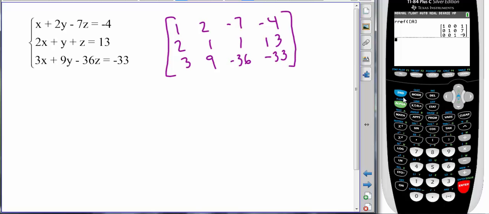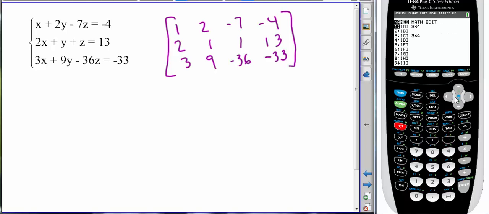Alright, so I've actually already entered this matrix. We're going to take a look at it. I've called it matrix C, and you can see that matrix right here. It's entered. So I'm going to quit out of my matrix menu, and I'm going to go back to matrix and go to math and reduced row echelon form. We've done this before. And then I'm choosing matrix C. And here is matrix C.